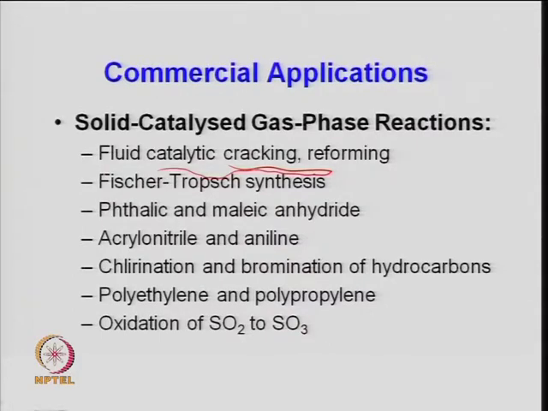Same thing for acrylonitrile and aniline, and HDPE, high density polyethylene, and low density polyethylene in the petrochemical industry. By polymerization of ethylene, high density polyethylene, low density polyethylene and polypropylene are made. Ziegler-Natta type catalysts are generally used, and they are used in the fluidized bed reactor. So there are wide applications, catalytic as well as non-catalytic.